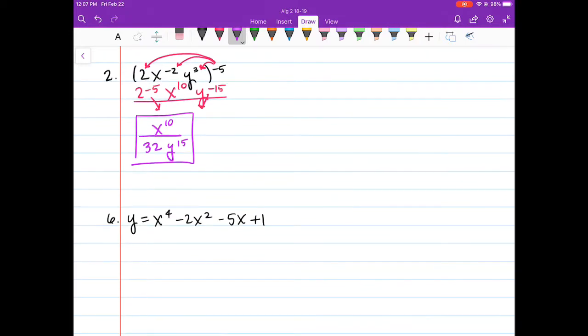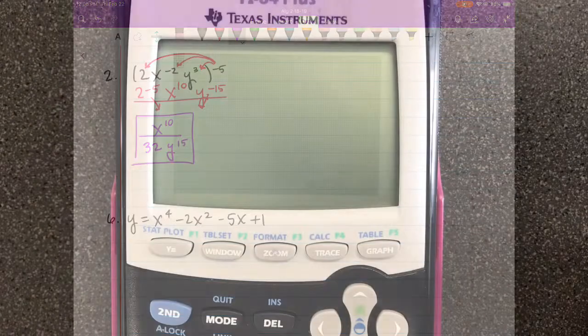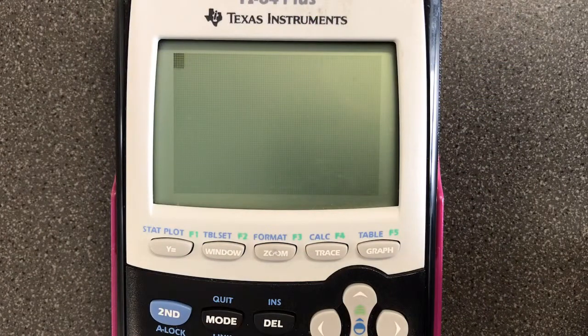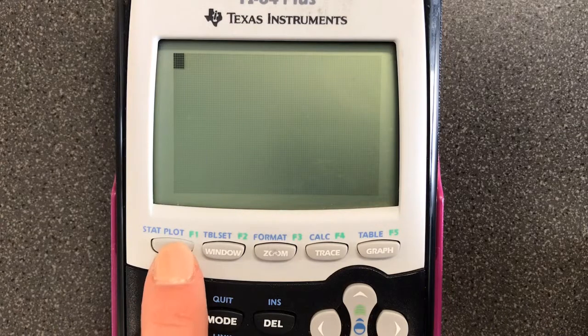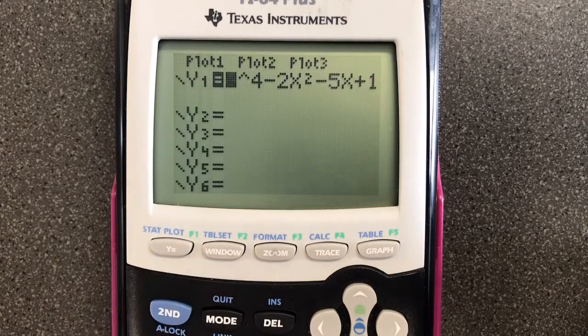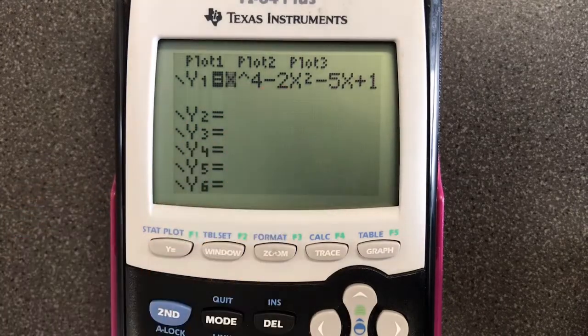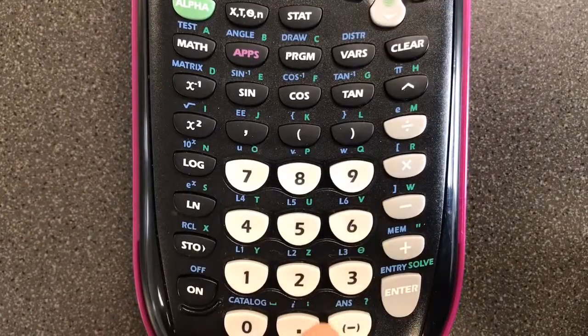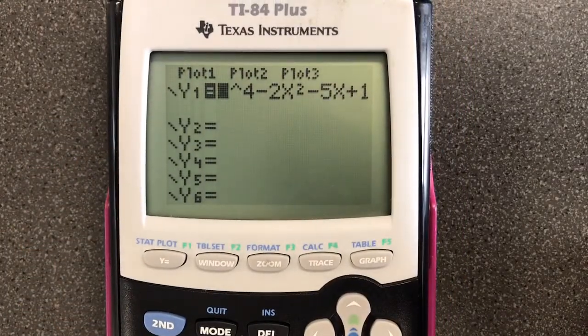In problem number 6, we are asked to graph. So what we'll do is we'll pull up our graphing calculator for that guy. Alrighty, so as we are graphing problem number 6, we're going to go first from our home screen to our y equals. And then I've got x to the 4th minus 2x squared minus 5x plus 1 in my y equals. Don't forget that these need to be minus signs, not our negative signs, right? Very different.